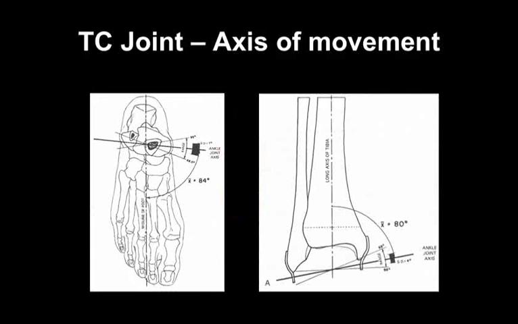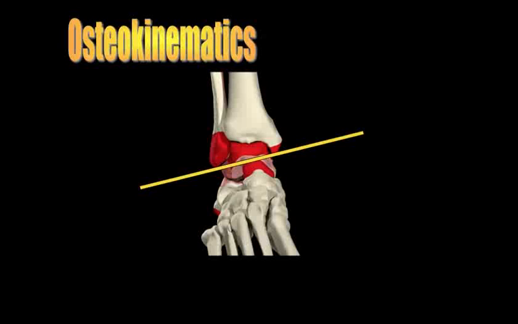This slide shows us where the actual talocrural joint axis is. On the first picture on the left, the axis is approximately 84 degrees from the midline of the foot and approximately 80 degrees from the long axis of the tibia. So looking at this axis, it's an impure swing about an oblique transverse axis. And the primary movements occurring at the talocrural joint are going to be dorsiflexion and plantar flexion.